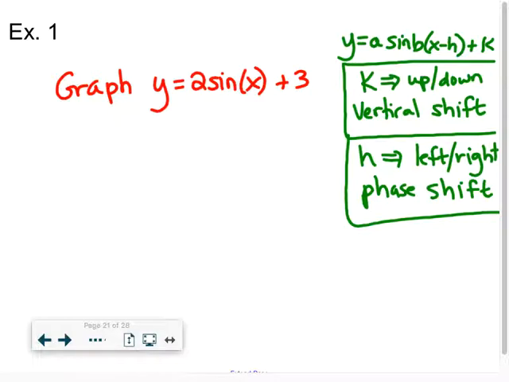Again, y equals 2 sine x plus 3 is what we're going to graph today. The absolute value of A is your amplitude. The B helps you find the period. The period's 360 over B. So you already have that written in the previous day's notes. So K is called the vertical shift, VS. H is a phase shift, left-right. Remember, H does the opposite of what you think.